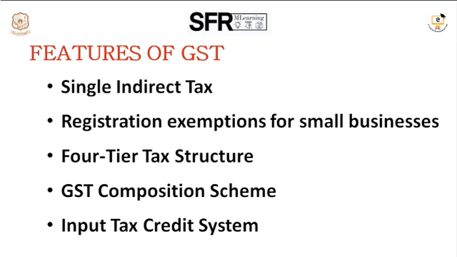And the next feature we can say is the 4-tier tax structure. The 4-tier tax structure is nothing but the various rates which are followed in the GST structure, that is, 5%, 12%, 18% and 28%.